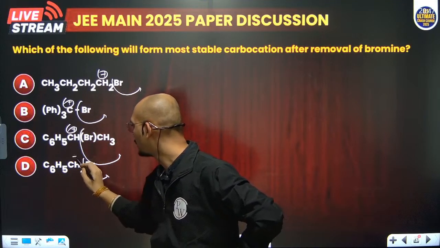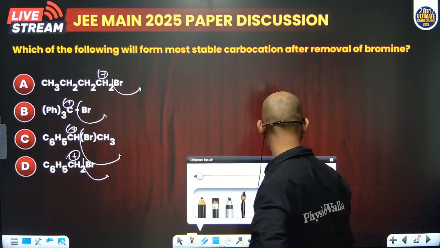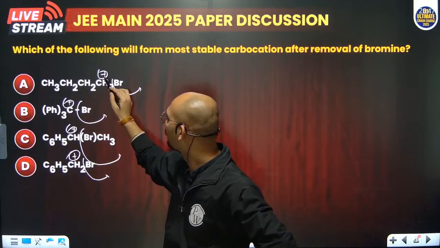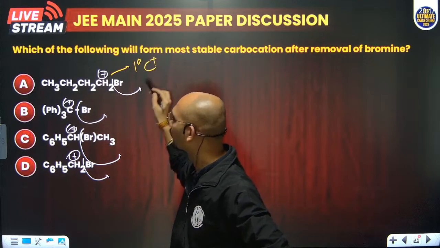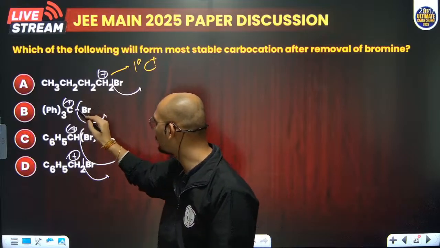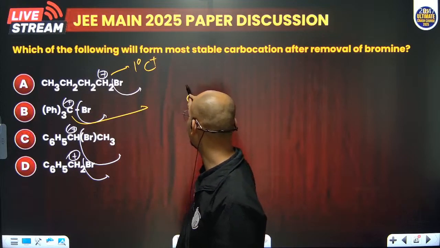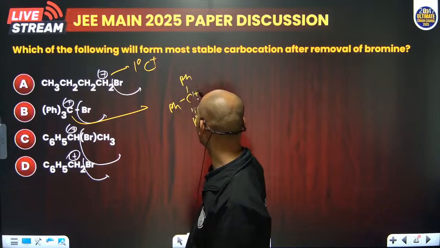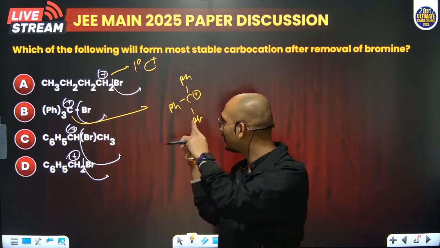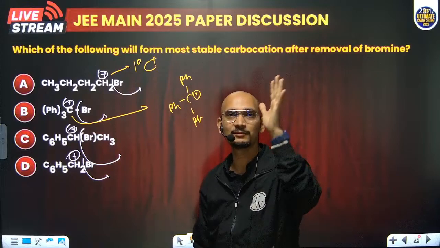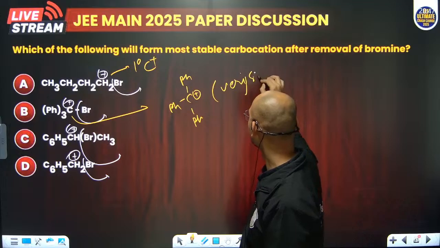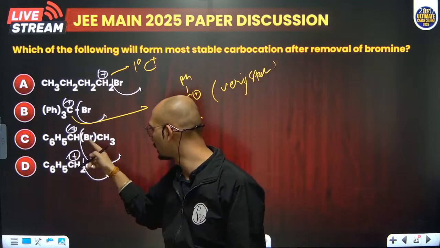Here also just see that which is most stable as you can expect here. So here we have 1 degree carbocation, very unstable. यहाँ बताओ, here it is going to be C6H5, and here we have from 3 side it is resonance stabilized, highly stabilized, very stable. So I think it is going to be most stable.